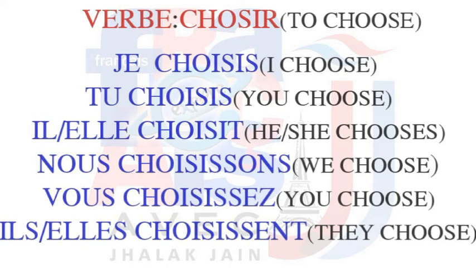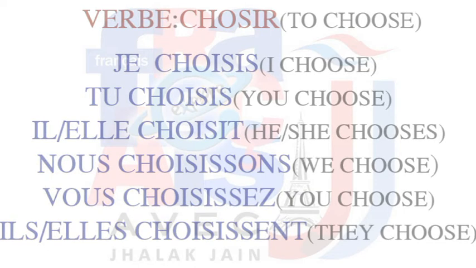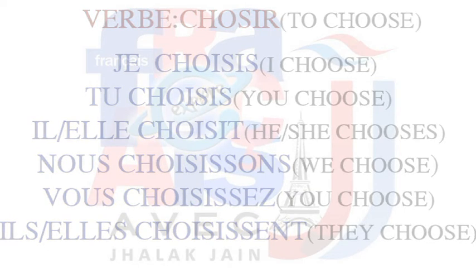Tu choisis, that means you choose. Il or elle choisit, which means he or she chooses. Nous choisissons means we choose. Vous choisissez, that means you choose. Ils or elles, the plural one, choisissent, which means they choose. So this was the conjugation of the verb choisir.